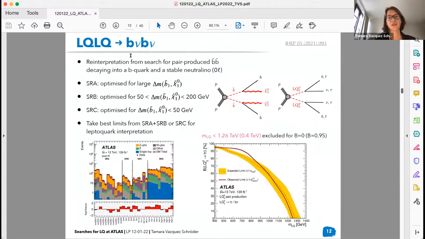Moving now quickly to the bν-bν analysis. This is actually a reinterpretation from a SUSY search for pair-produced bottoms decaying into a b quark and a stable neutralino. So we have no leptons in the final state.